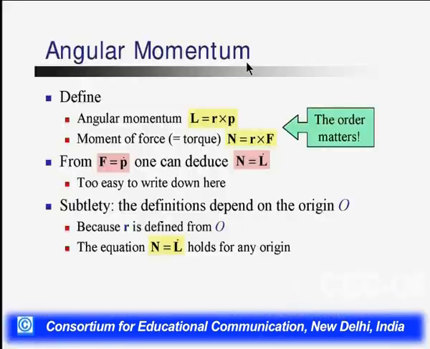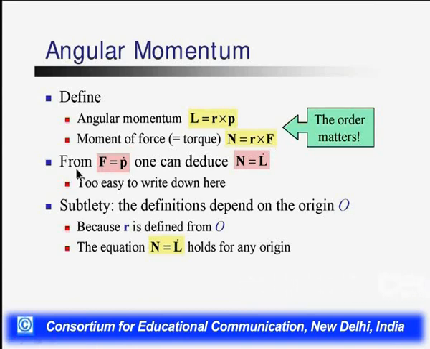Now next is angular momentum, which is also an important parameter of classical mechanics. How do we define the angular momentum? We define the angular momentum by L is equal to R cross P. L is the angular momentum, R is the position, P is the momentum. It is a cross product of the position and the momentum. Now the moment of the force, or we can say torque, is N is equal to R cross F. The order matters.